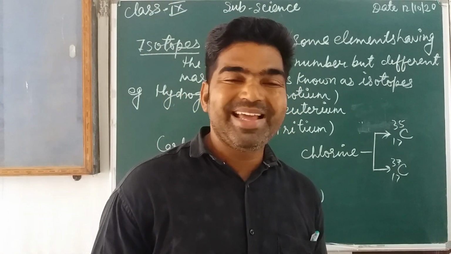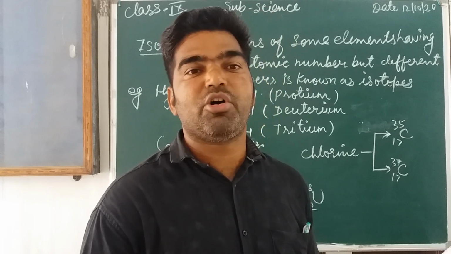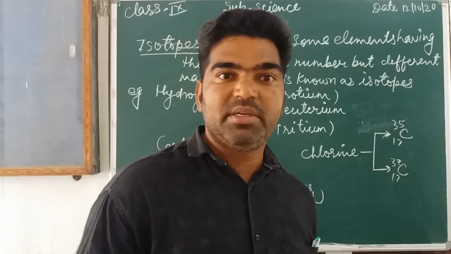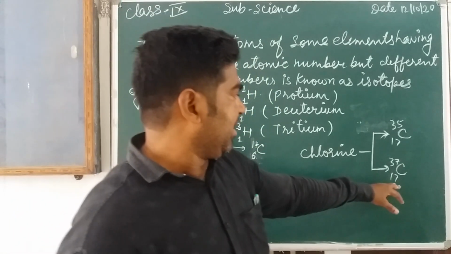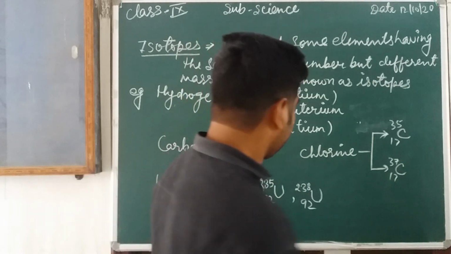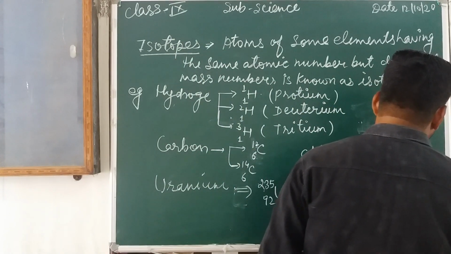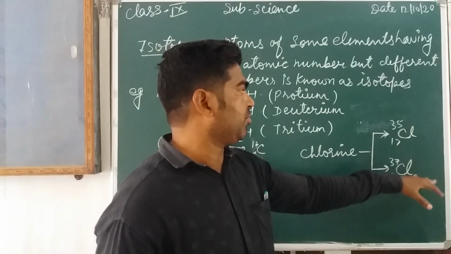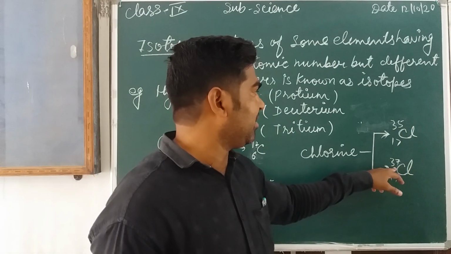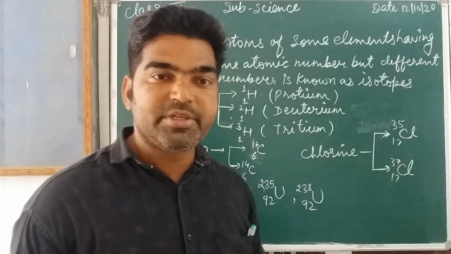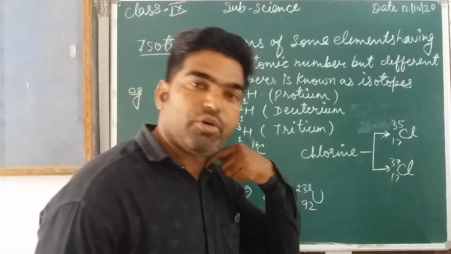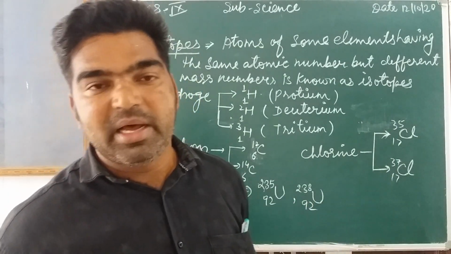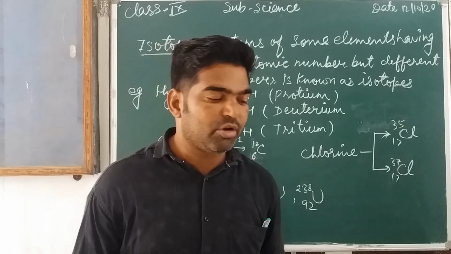So many elements have a mixture of many isotopes. So how can we calculate its mass number? Means which mass are we taking? Suppose this is chlorine. This chlorine has two isotopes. So which mass do we consider, either 37 or 35? Because it exists in two different isotopic forms. So in this case, generally we simply take the average mass of both.